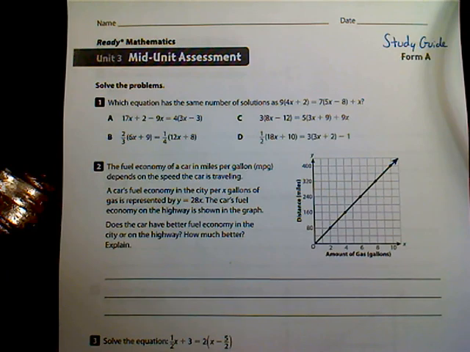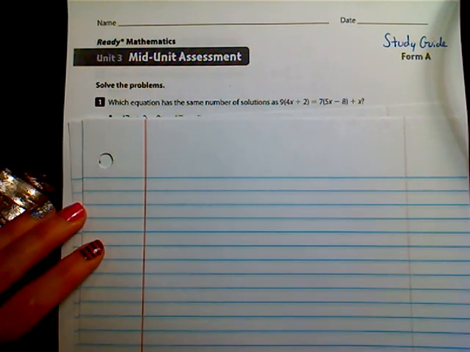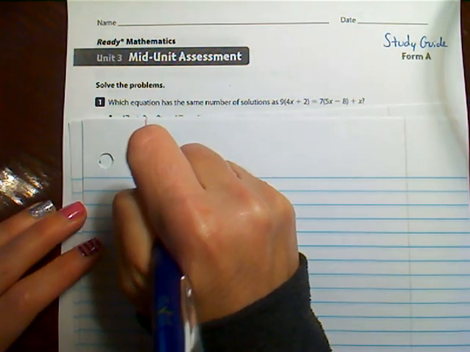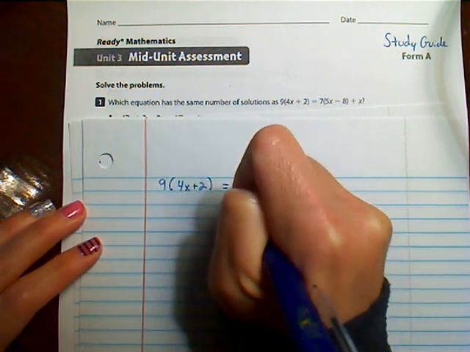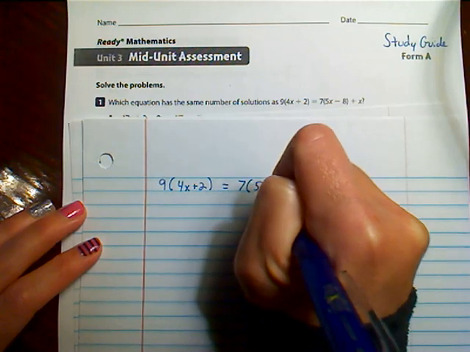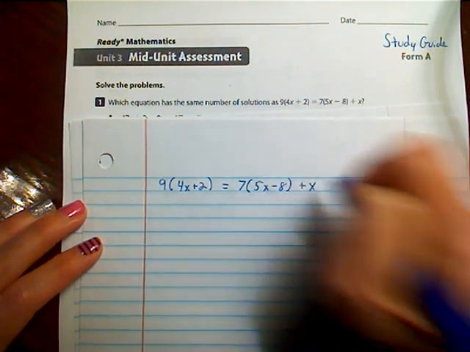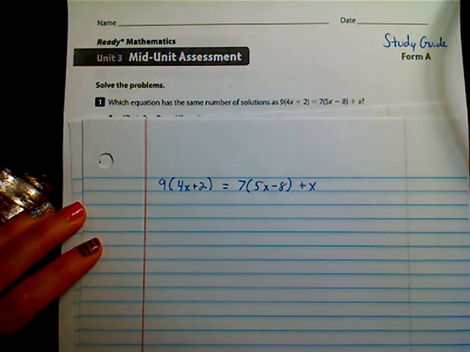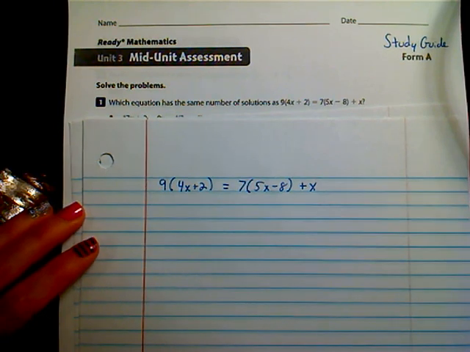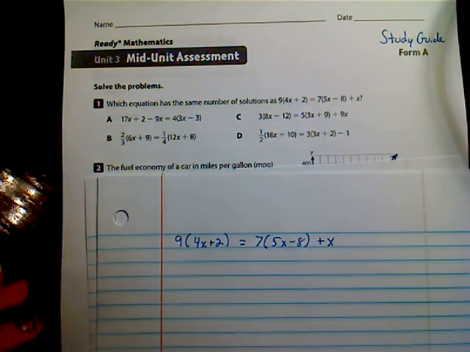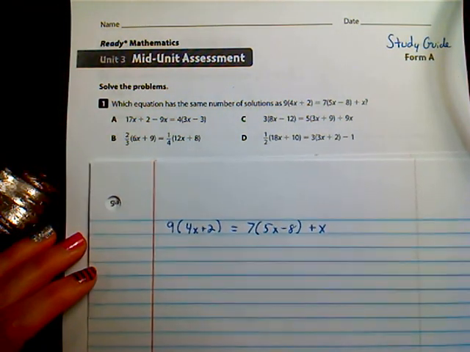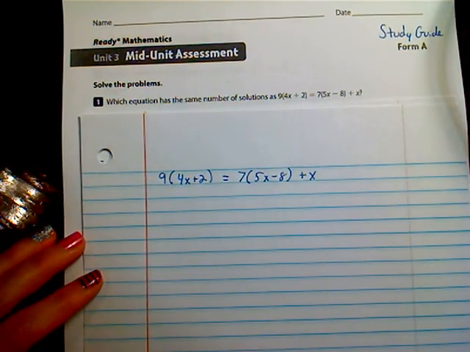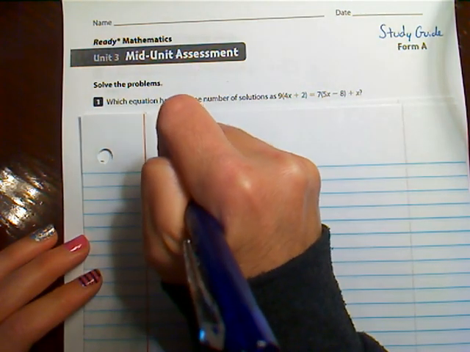So first we're going to take some scrap paper, and I'm going to work out 9 times 4x plus 2 equals 7 times 5x minus 8 plus x. That's the equation. We want to figure out how many solutions it has. If you look at your answer choices, we really don't need to know what the solution is just yet, but how many solutions we can have. So first we want to do the distributive property.